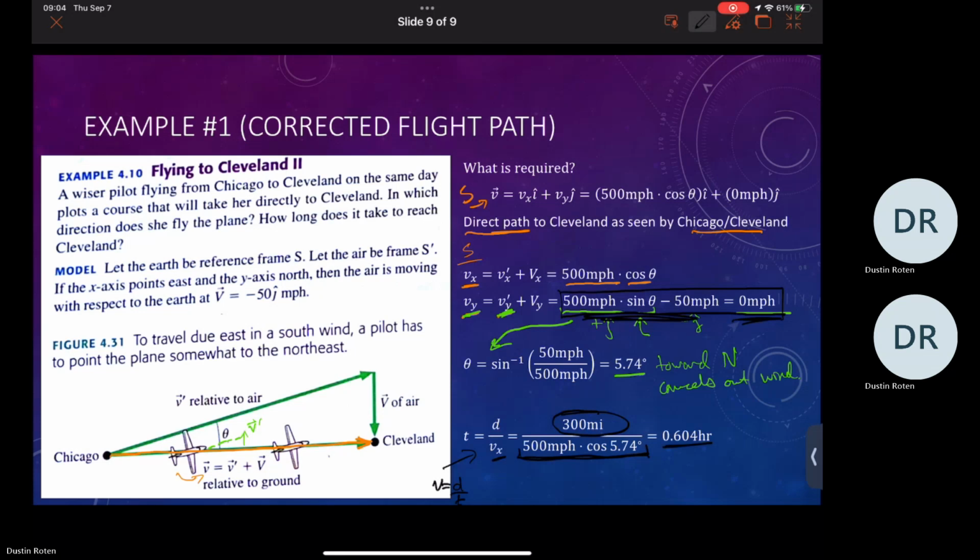And it turns out it's going to take just a little bit longer. So you'll notice we have this extra 0.004 hours, which is just a few extra minutes. And that's because we're having to fight the wind. We have to take some of our velocity and put it into the y direction, or the j hat direction, to cancel out the wind. Therefore, our x speed is going to be a little bit slower.